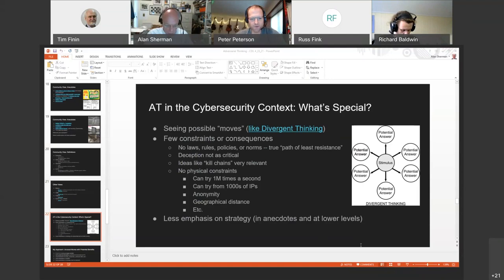And there are just no physical constraints in the same way as in these other areas, right? You can try things a million times, and if it works one time, then you win, right? Or from 1,000 different IP addresses, so on and so forth. These constraints don't exist in the same way in the military or law or politics and so on.